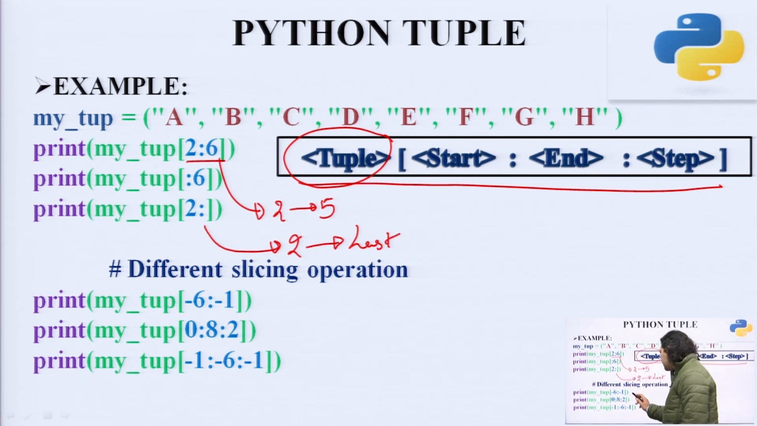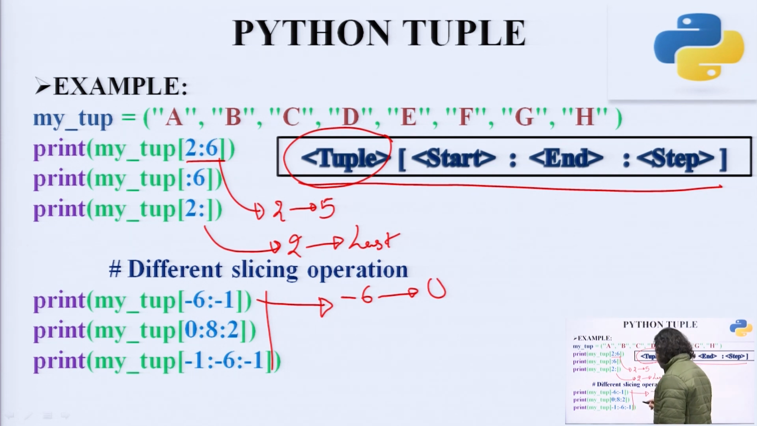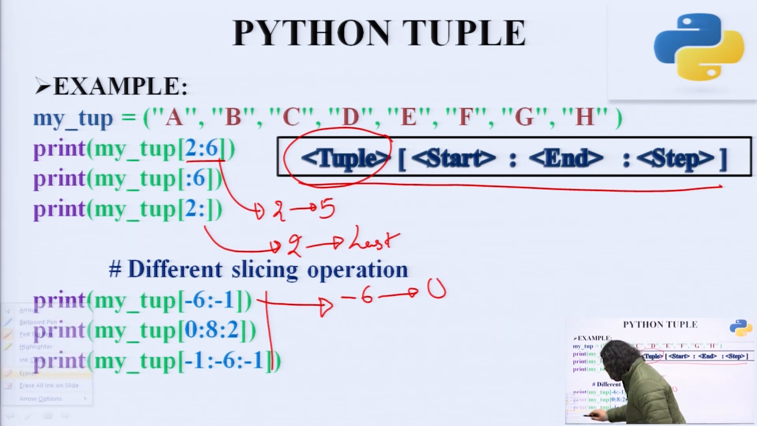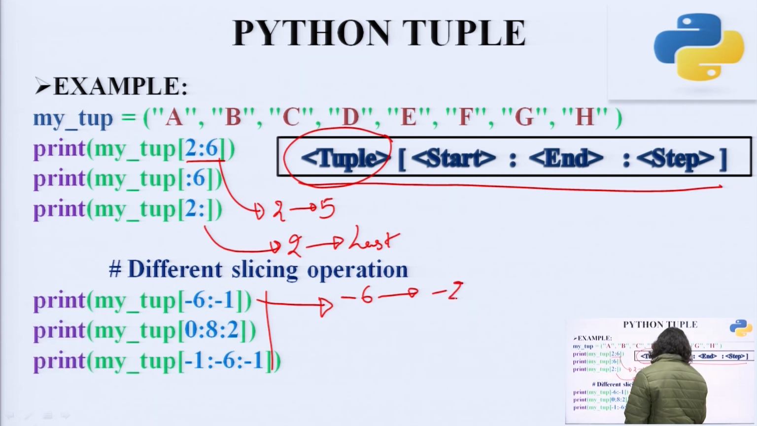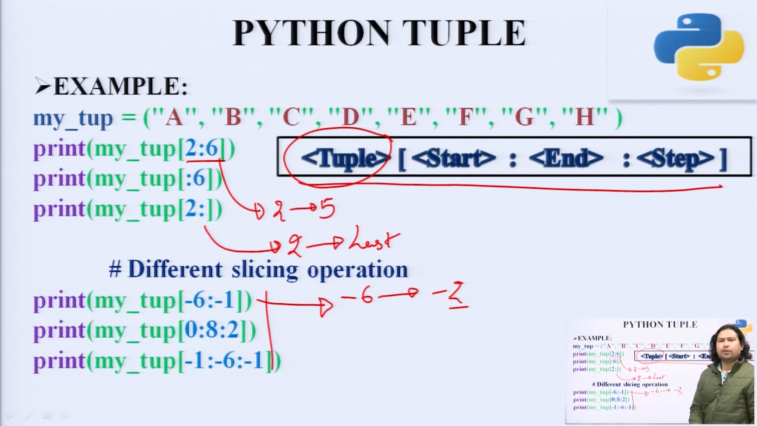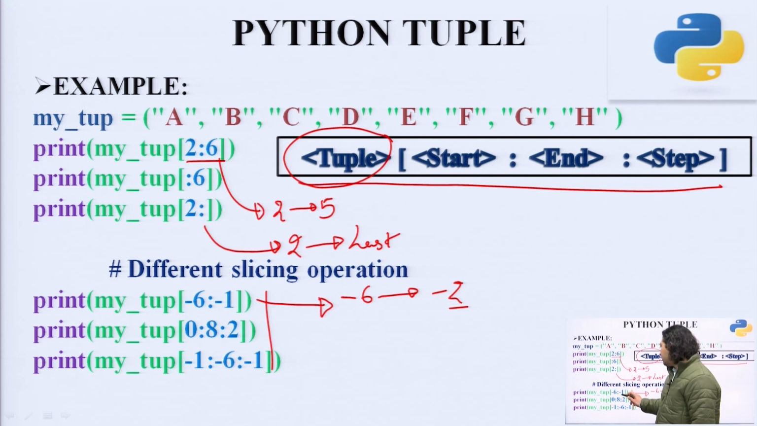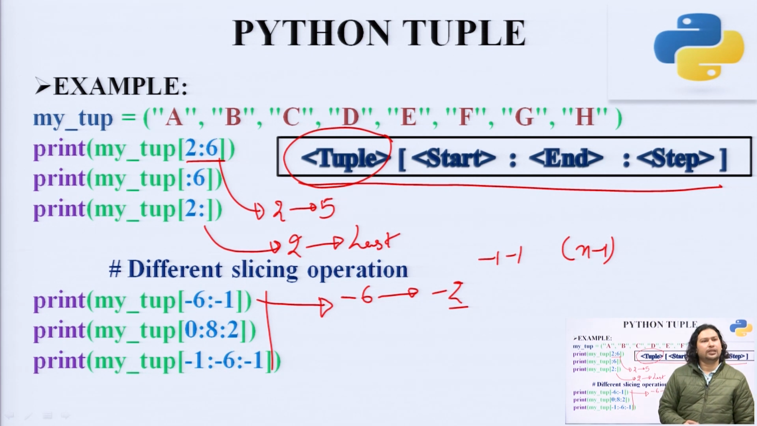Now, the next one, these are with the different step values. Here you can see the answer is starting from minus 6, but it is going up to minus 2. Why is it minus 2? Because it is always n minus 1 in slicing operation. This number is minus 1, but it is minus 2 because the general formula is n minus 1. So, it is minus 2.